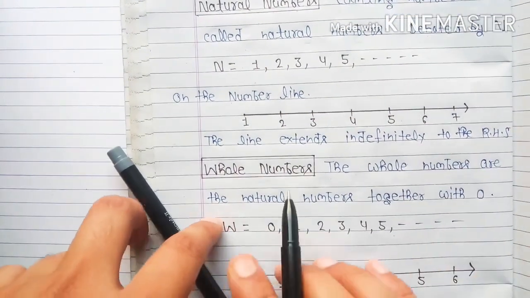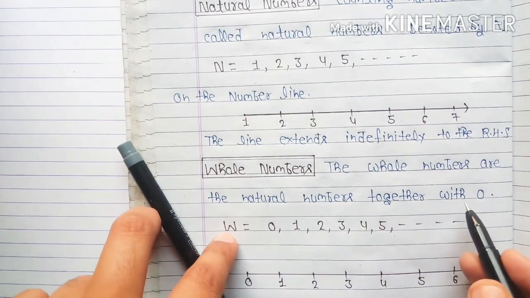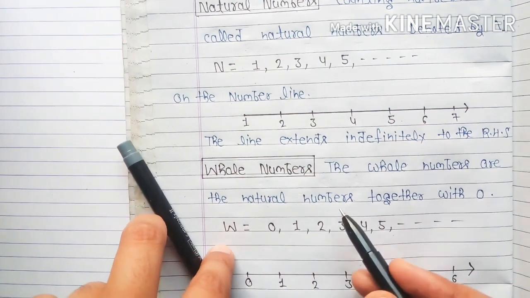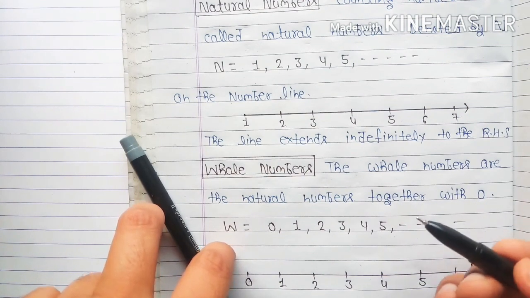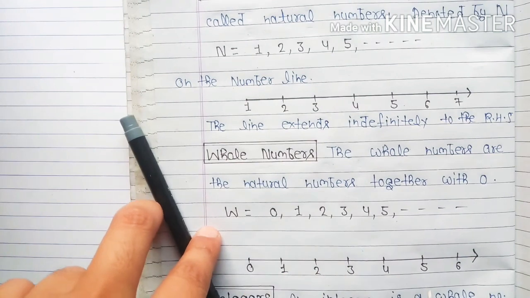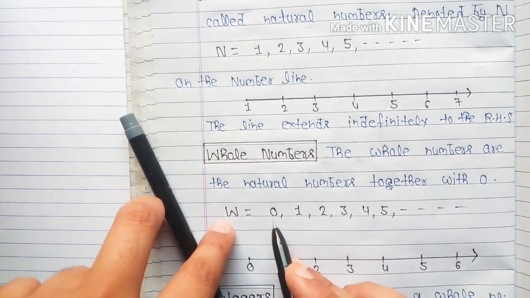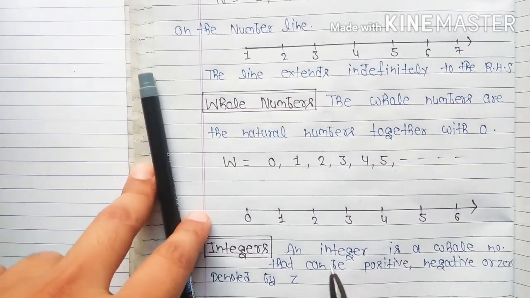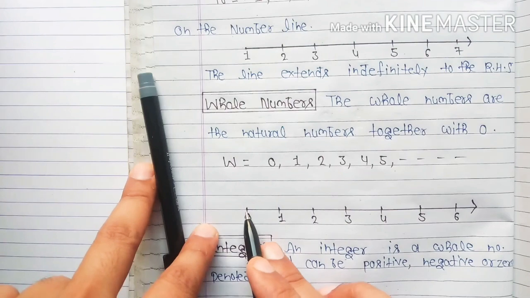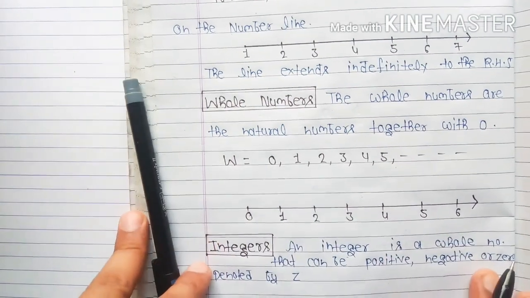The next one is whole numbers. The whole numbers are the natural numbers together with zero. It means when we include zero in natural numbers, they are known as the whole numbers. It is denoted by capital W. W is equal to 0, 1, 2, 3, 4, 5 and so on. On the number line, you can see it starts from 0, 1, 2, 3, 4, 5 and 6.